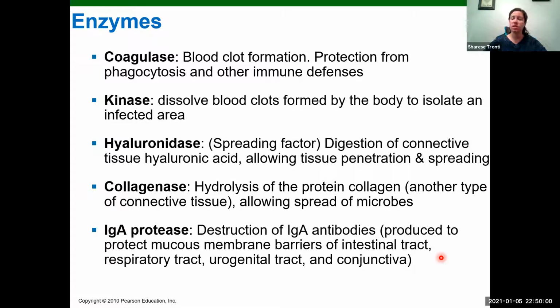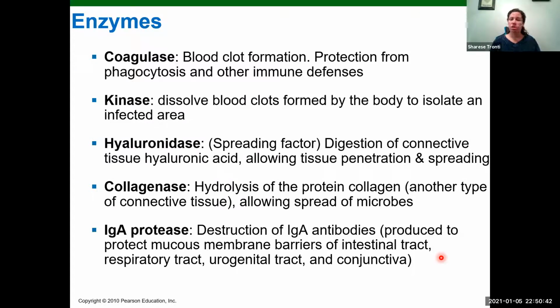Microbes that want to evade through the epithelial cell layer and get through the connective tissue will produce hyaluronidase, which breaks down the connective tissue so that they can spread through it and penetrate into the rest of the body. Collagenase is pretty much the same thing. If you remember, the protein collagen is in connective tissue as well. So collagenase does the same thing, but now it's breaking down collagen to break down the connective tissue so that it can spread to the rest of the body.